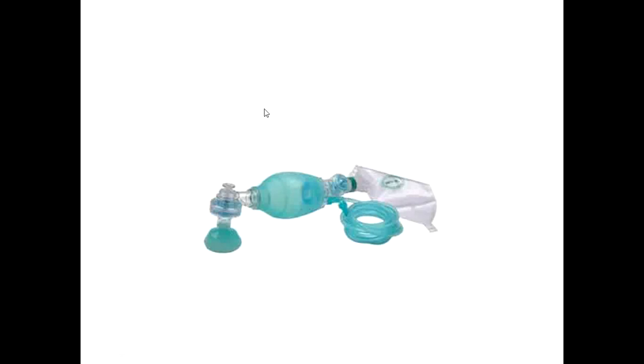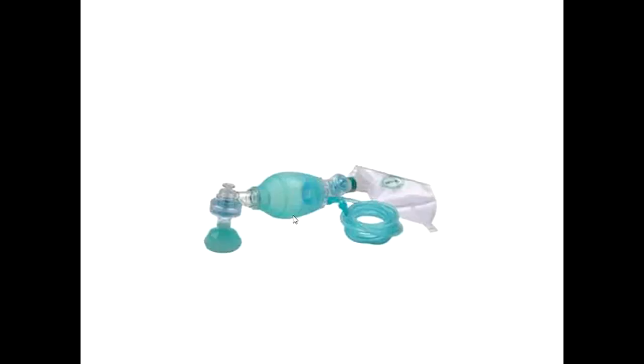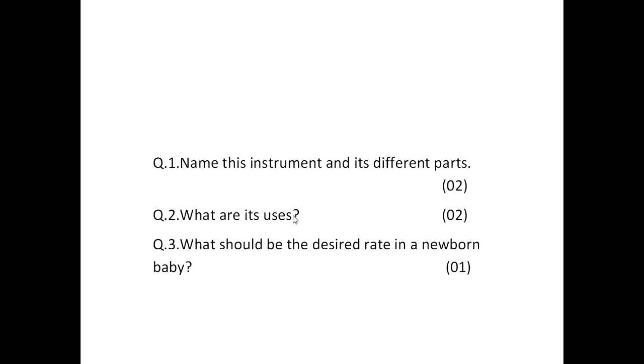This is the ambo bag. This is the baby face mask, and this is the oxygen pipe, and its uses are for the manual ventilation of newborn or infants for hypoxia or apnea. What should be the desired rate in a newborn baby? It should be around 40 breaths per minute.